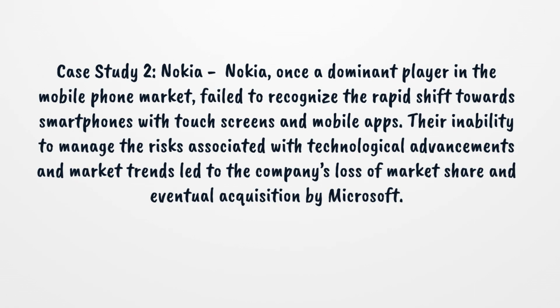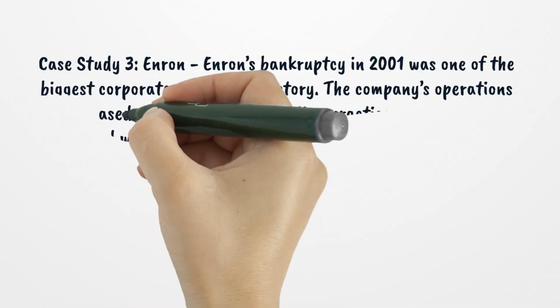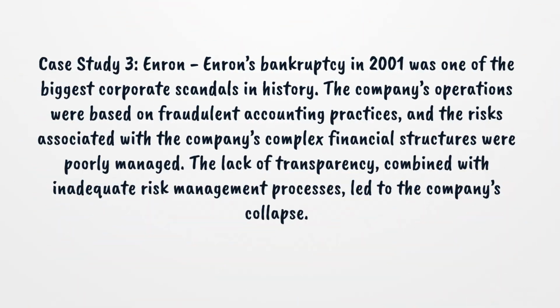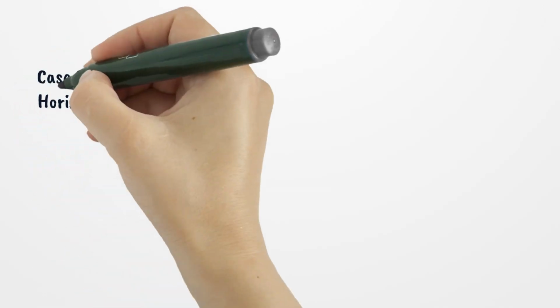Their inability to manage the risks associated with technological advancements and market trends led to the company's loss of market share and eventual acquisition by Microsoft. Case Study 3, Enron. Enron's bankruptcy in 2001 was one of the biggest corporate scandals in history. The company's operations were based on fraudulent accounting practices, and the risks associated with the company's complex financial structures were poorly managed. The lack of transparency, combined with inadequate risk management processes, led to the company's collapse.